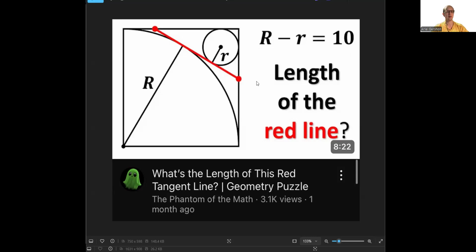It seems at first like not enough information. I mean, we don't know the side length of the square or either of those two radii, but it turns out that the length of the red line is what's called an invariant in math. That means that the length doesn't change regardless of all the other variables. So let me show you how I solved it.